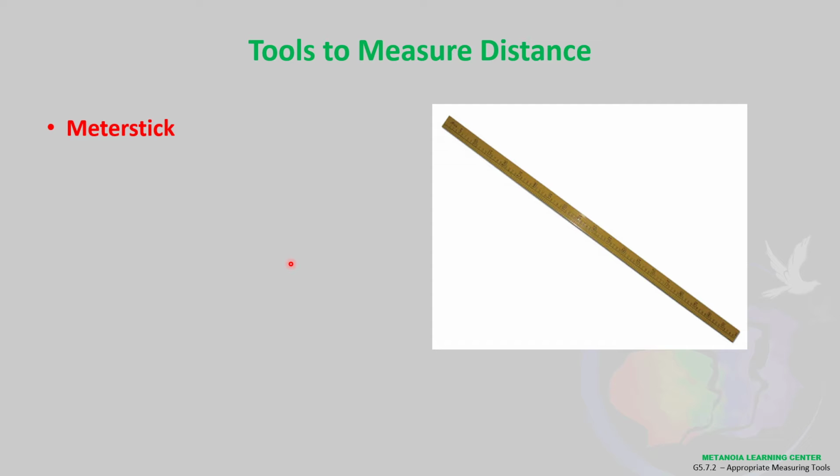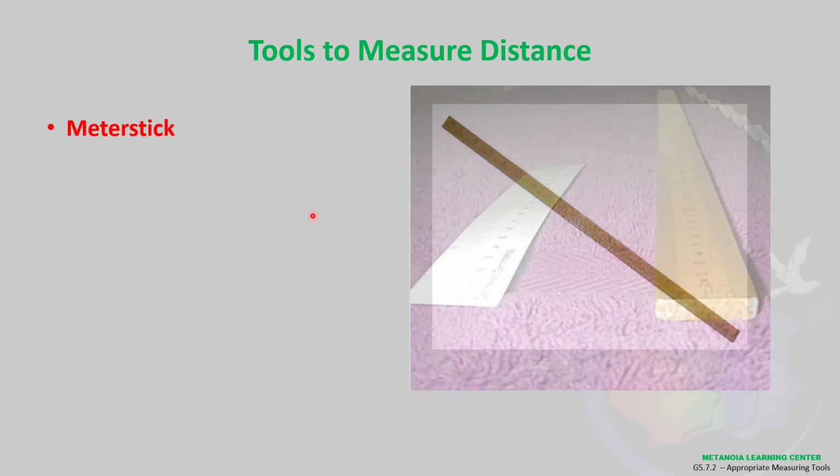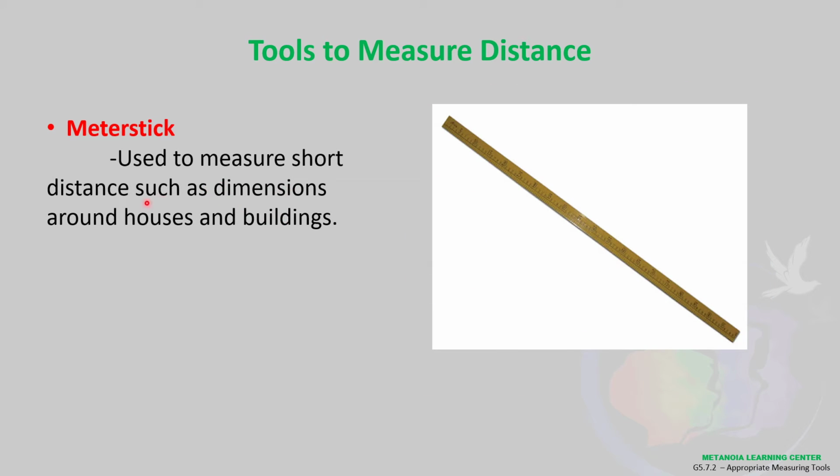Okay, meter stick. This is basically longer than the ruler. We have one at school. Just for a side-by-side comparison, this is an example of a ruler, and this is how long a meter stick is. Sorry about the angle, that's the image I was able to find online. It is used to measure short distances such as dimensions around houses and buildings.